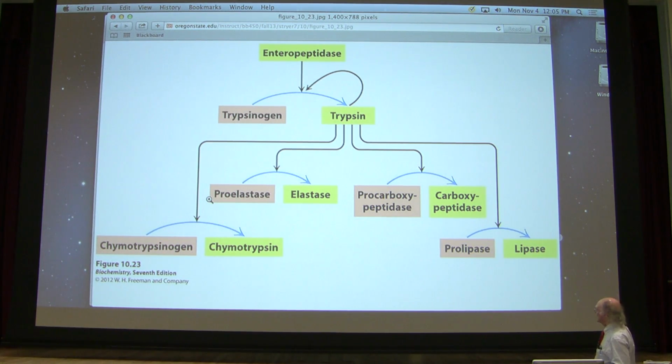Pro-carboxypeptidase, of course, becomes carboxypeptidase. Pro-lipase becomes lipase, et cetera, et cetera. There is a fairly elaborate scheme that's involved in activating all of these. But as I said, once it's in the digestive system, all of these are already present, and so it's very easy for any of these to become activated. Trypsin is sort of a master activator of all of the enzymes you see down on the lower part of the figure.